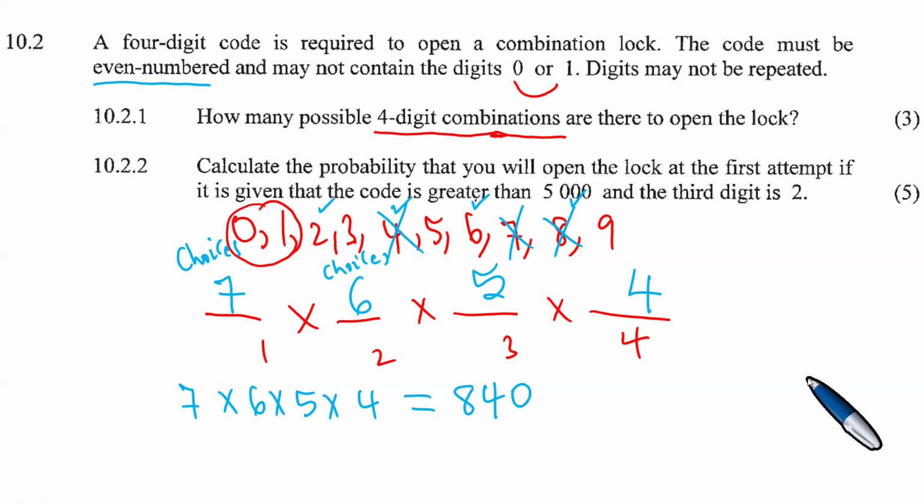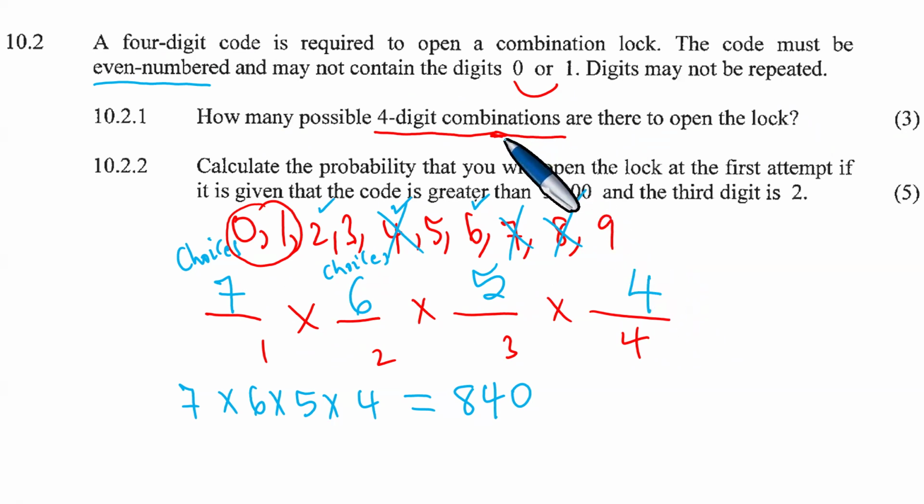Right. But now, guys, I repeat this solution to make sure you understand, because I think some of you did not understand. So we're dealing with a 4-digit code, required to open a combination lock. This lock requires you to put in a 4-digit code, but the code must be even numbered and may not contain the digits 0 or 1. So we need to look at all the digits, which are 0, 1, 2, 3, 4, 5, 6, 7, 8, 9.